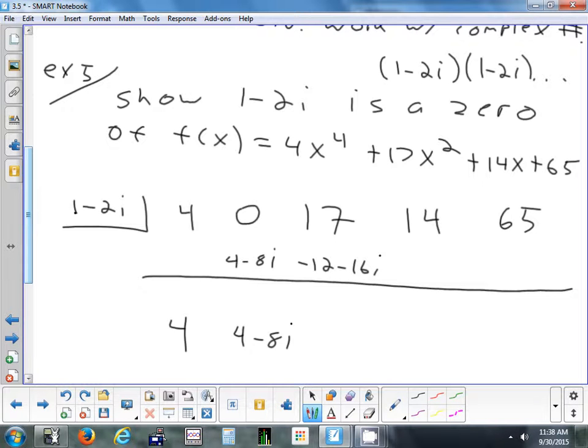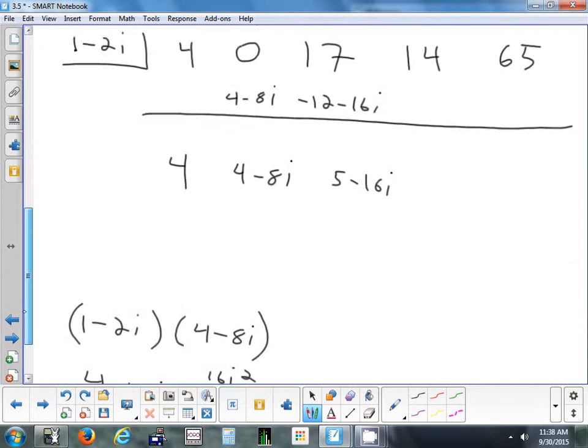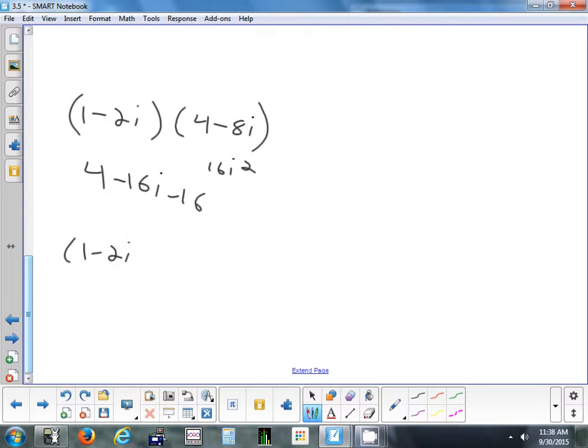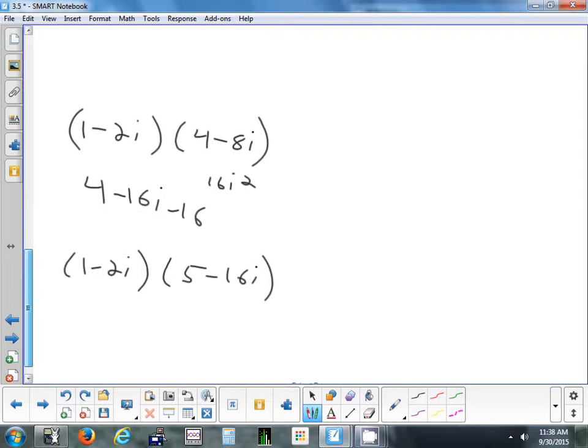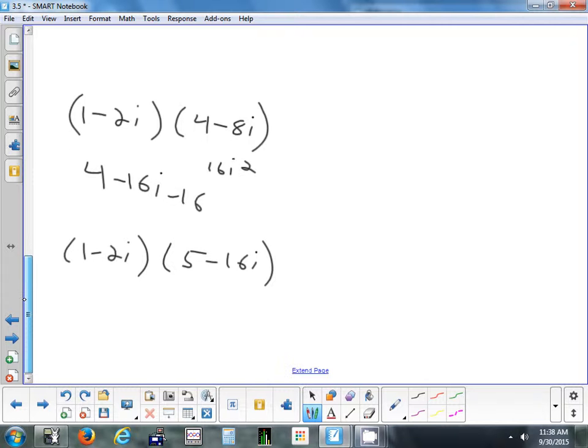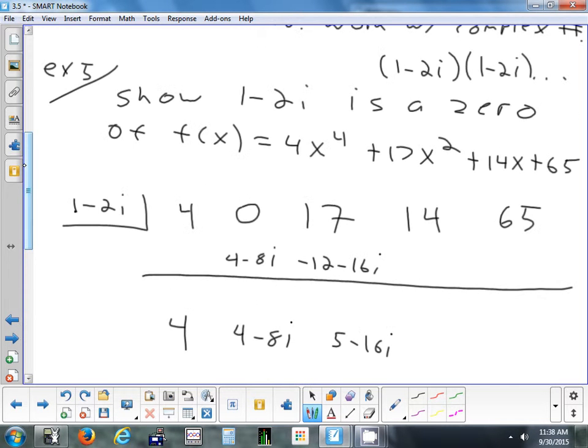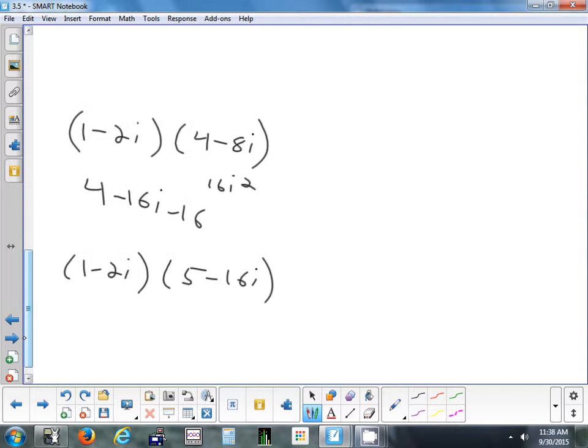Okay, next step, add these up. We don't have anything to add to the imaginary part. What's 17 minus 12? 5. Right, now we're going to multiply 1 minus 2i times 5 minus 16i. Not more than one or two of these at most, because they take a while. On the test, I probably wouldn't even give you one with 5 columns, maybe 3. So we'd be done right now. It'd be shorter. Okay, but I just want to practice it.